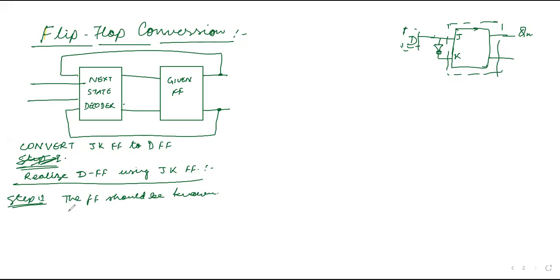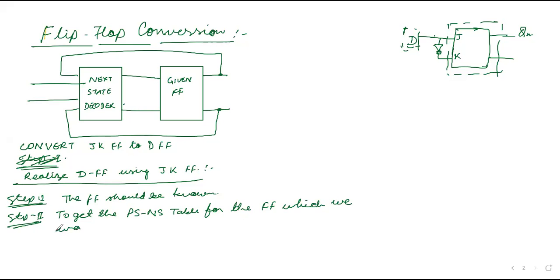Okay, so firstly, second step, step 2 is to get the present state, next state table for the flip flop which we want to realize. Okay, so we want to realize the flip flop, the D flip flop.